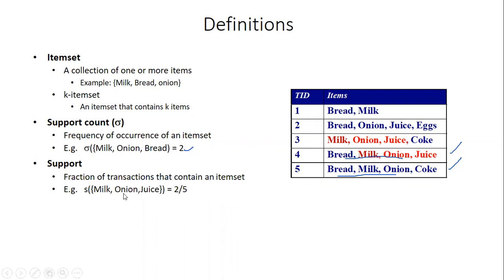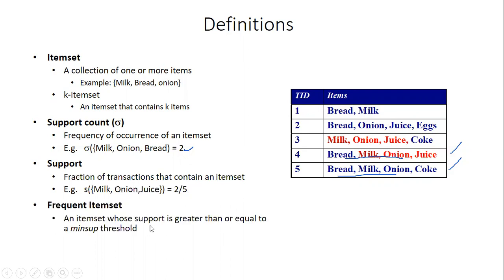So if you take the support of this item set, milk, onion, juice, it is here, milk onion juice, and here, milk onion juice. Two transactions out of 5 total transactions have this combination, milk onion juice. So 2 by 5 is the support.